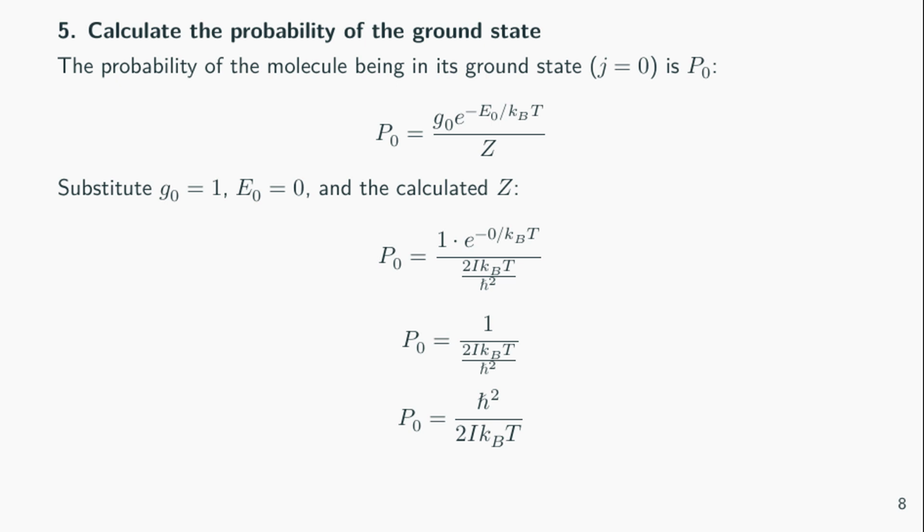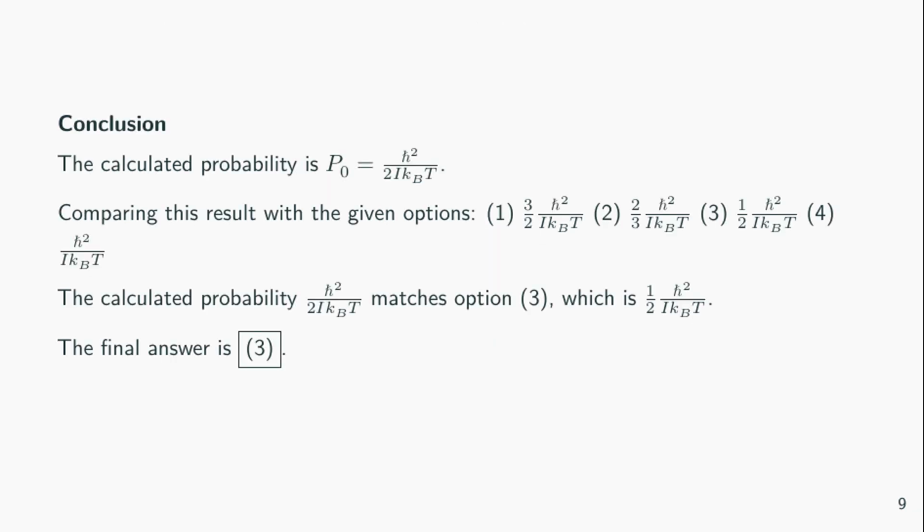Let's substitute in the values we found for the ground state. G0 is 1, E0 is 0, and we just calculated Z as 2I kBT over h bar squared. So P0 equals 1 times e to the power of minus 0 over kBT, all divided by 2I kBT over h bar squared. This simplifies to 1 divided by 2I kBT over h bar squared. Finally, we get P0 equals h bar squared divided by 2I kBT. So the calculated probability for the molecule to be in its ground state at this high temperature is P0 equals h bar squared over 2I kBT.